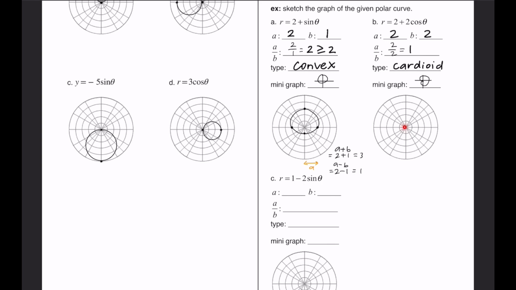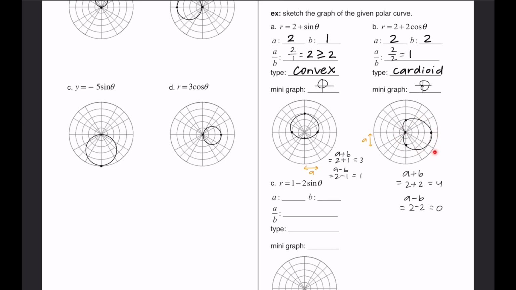So A is how far we go out in this direction, up and down. Next, we're going to do A plus B, and that will be how far we come out this way. So we get 4, so we're going to come out 4. And then next, we're going to do A minus B. So 2 minus 2 is 0. So this number tells us what we're doing over here. So 0, we don't come out at all, and then we are going to draw our cardioid like this. All right, and there's our final graph.